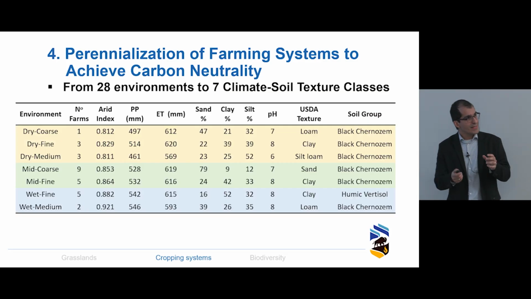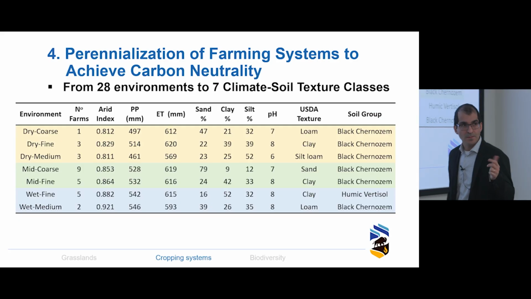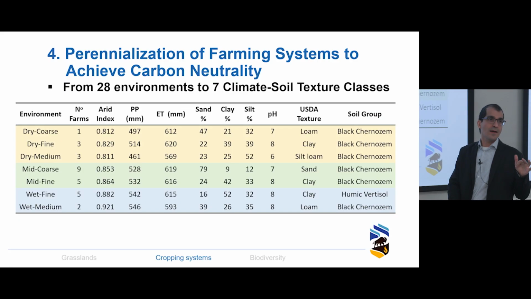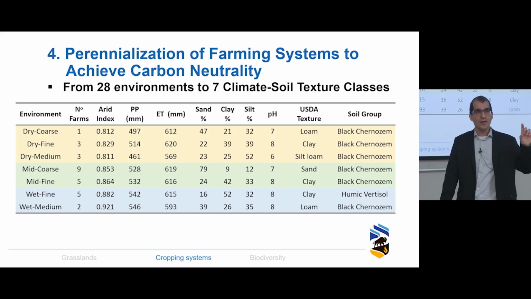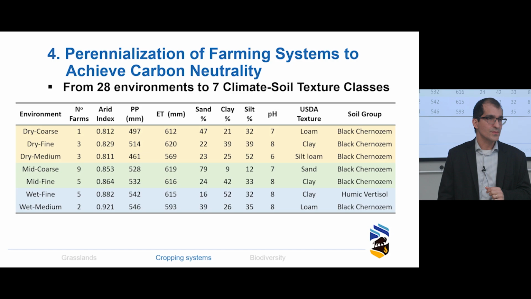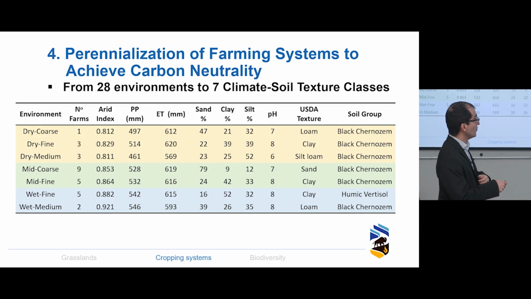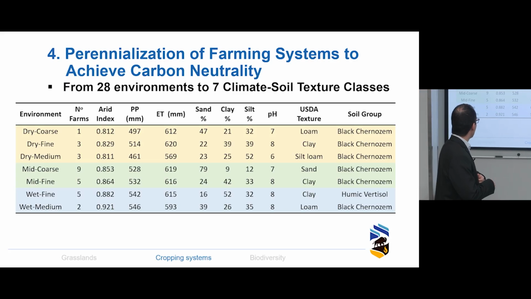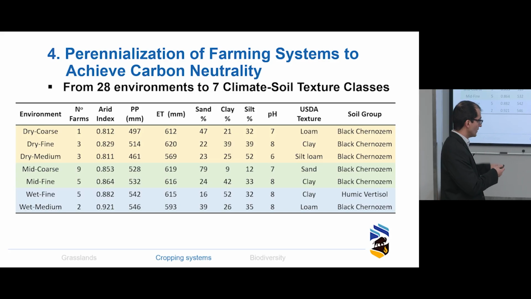Out of those 28 farms, we try to group them based on climate and soil texture. So we can see by the different colors, you have dry, mid, and wet conditions. And within those conditions, you have different soil types. You have coarse, fine, and medium. And we didn't have all the conditions for all the farms. So as you can see, for wet conditions, we didn't have the coarse soil. That was not represented in the 28 farms, so you cannot bring it here.